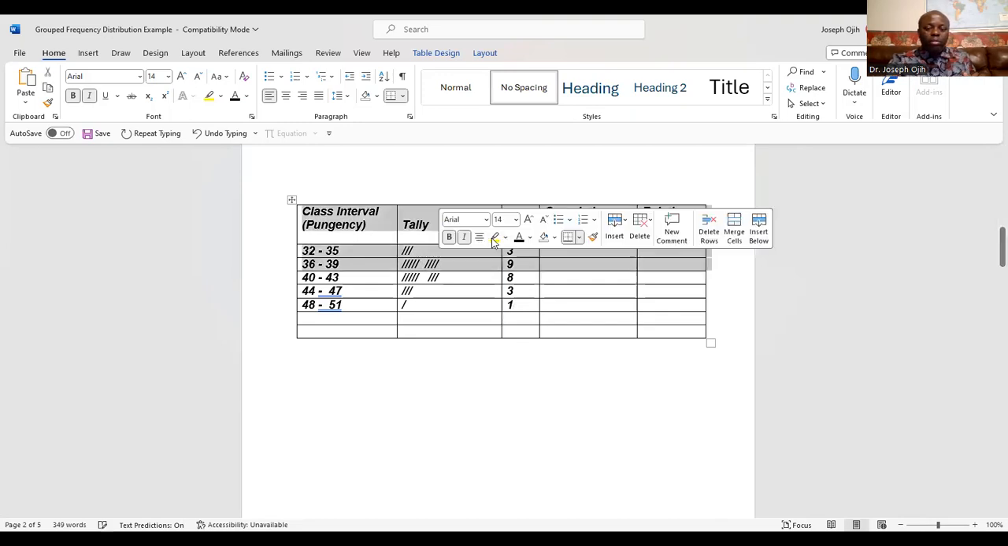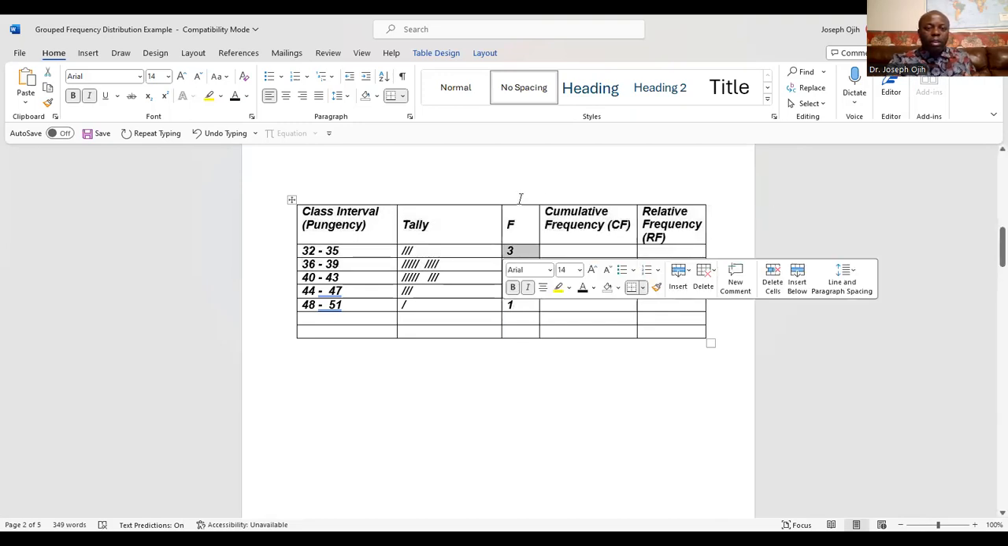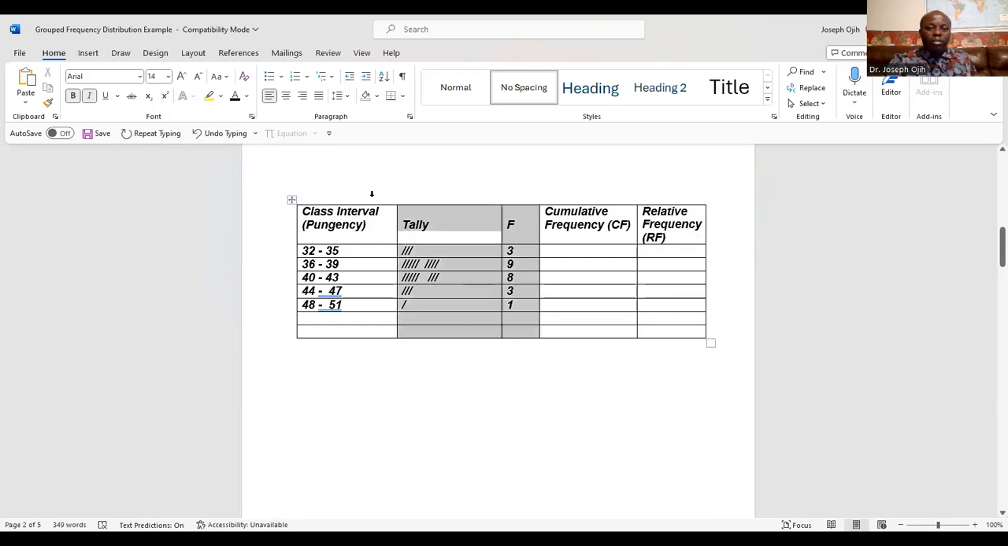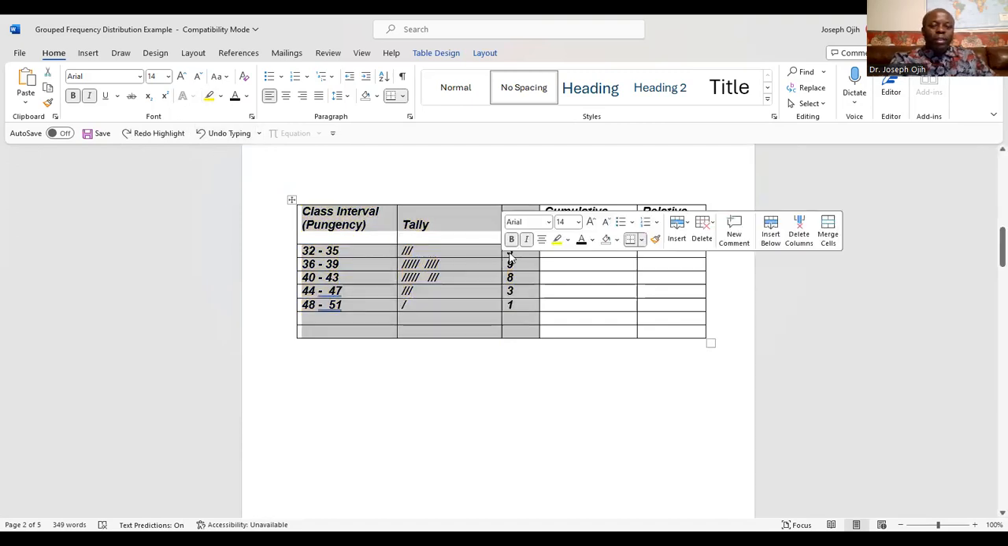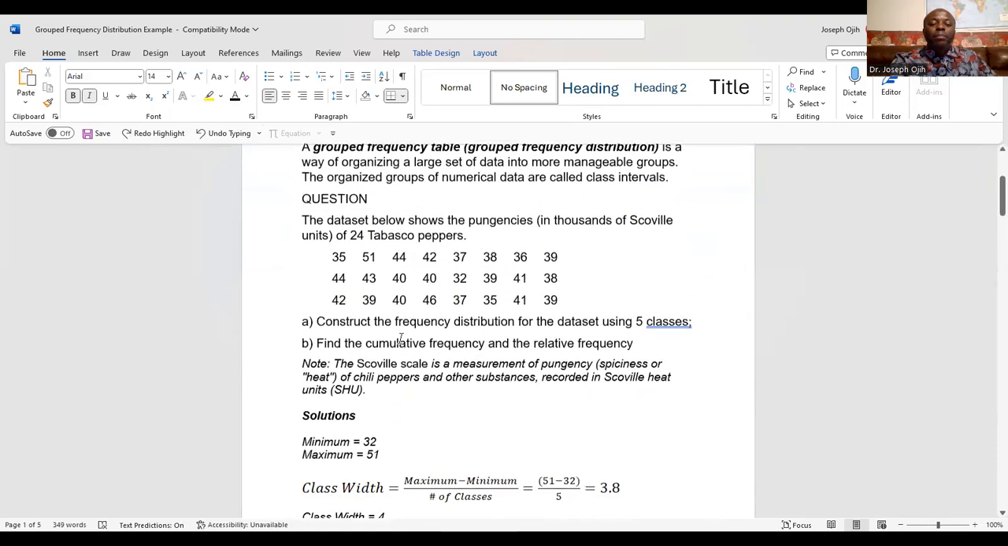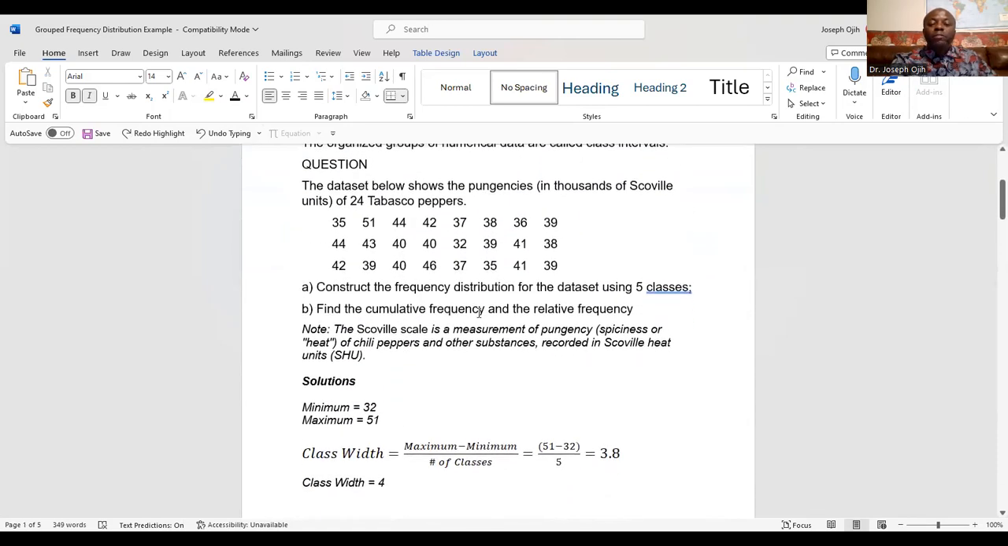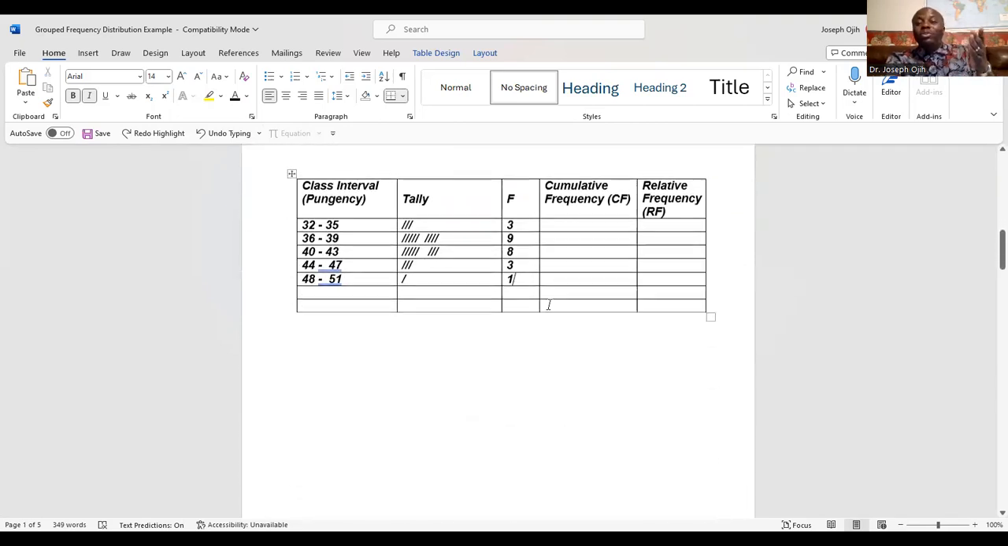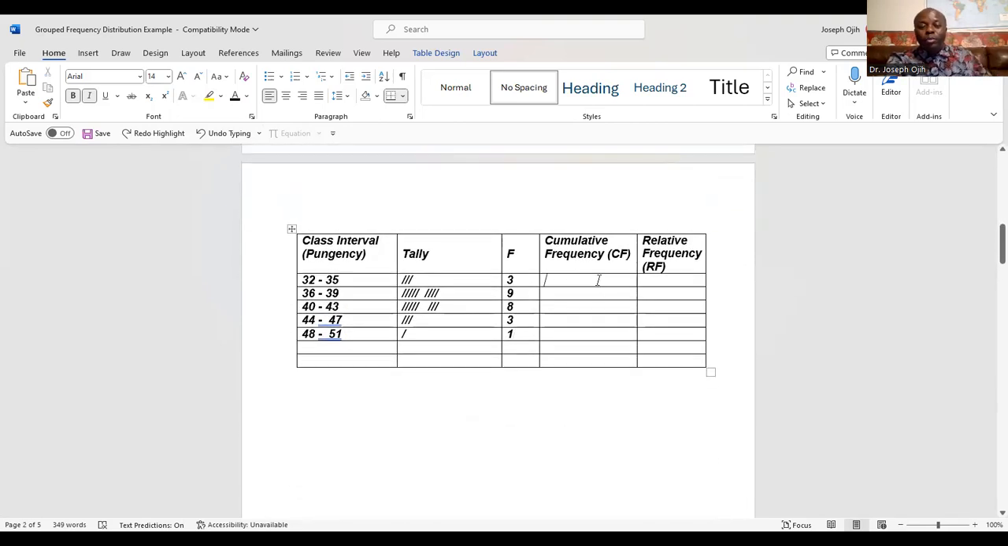So if the question asks you to get only the frequency distribution, this is where you stop. These highlighted sections are where you will stop. However, we are not asked to get the frequency distribution alone. In part B, we are also asked to find the cumulative frequency and the relative frequency. That's where the fun continues, right? Let's start with the cumulative frequency.